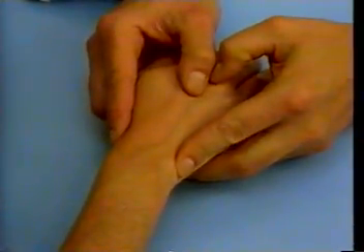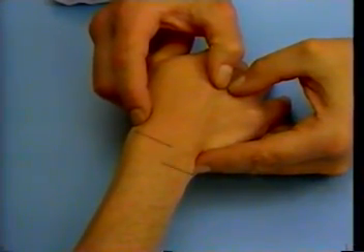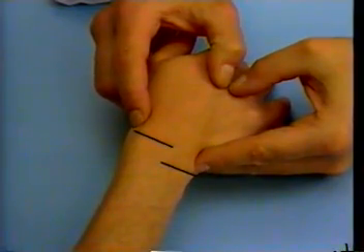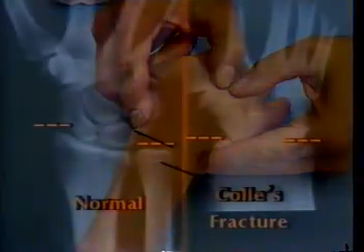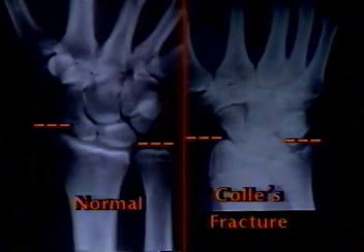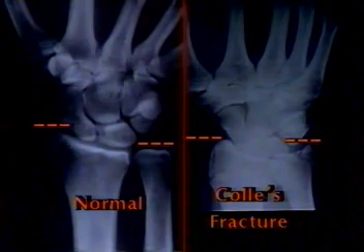Note that the tip of the radial styloid is approximately 1 centimeter more distal than the tip of the ulnar styloid, and this anatomic finding is important when assessing the reduction of a Colles fracture clinically. Note that in the Colles fracture there is shortening of the radius with respect to the ulnar styloid.